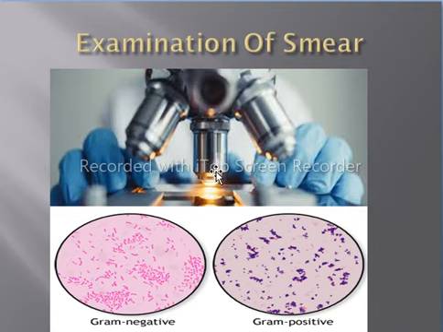During microscopy, the image will appear in the microscopic field after Gram staining as either pink or purple. Gram-negative bacteria will appear pink and gram-positive bacteria will appear purple. So this differentiation is based on color. That is the main difference between gram-positive and gram-negative bacteria.